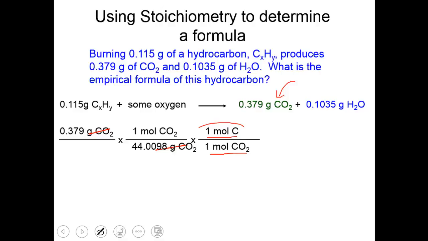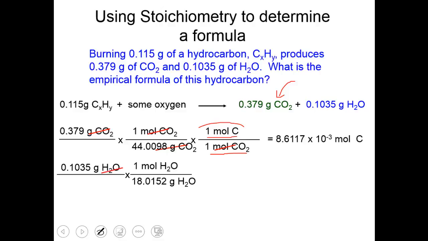So for every 1 CO2, there's 1 C. Now let's get that in grams. So the moles of CO2 cancel. We have 1 mole of C. Let's get it in grams. Okay, well, we got it in moles. We can do the same thing for hydrogen. And let's get them in moles, because remember, for our empirical formula, we had to get them into moles and then look at the simplest whole number ratio.